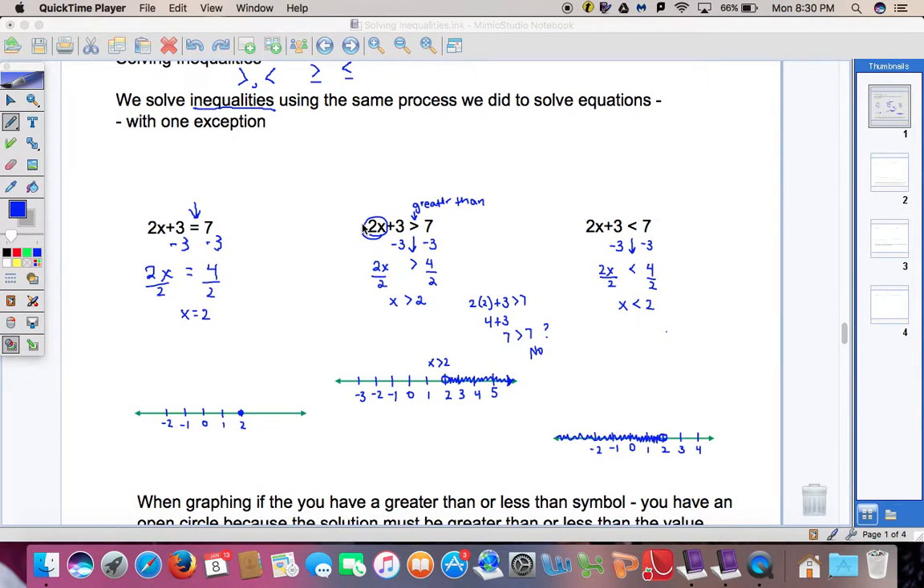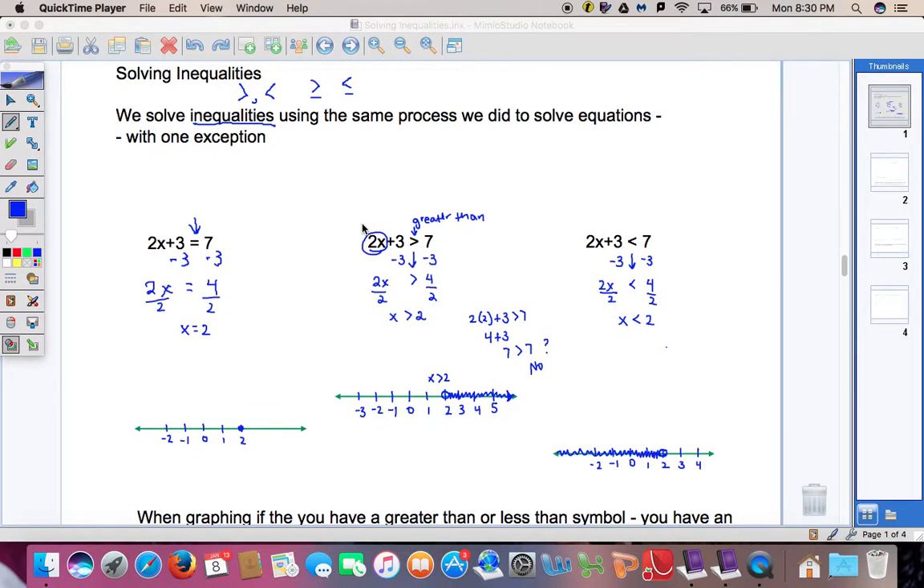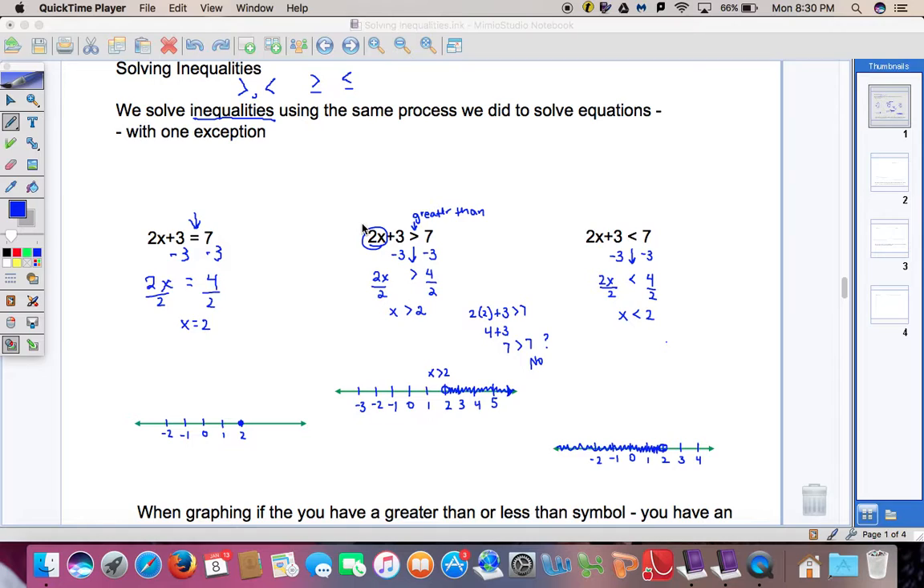Okay, so this is the second video for this series. These are the 3 problems that were done in the first video. Okay, and so just to recap, you solve inequalities the same way that you solve equations. There is one exception, which we're going to see in just one second.